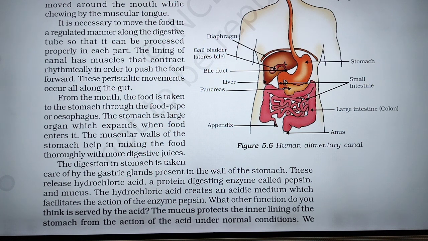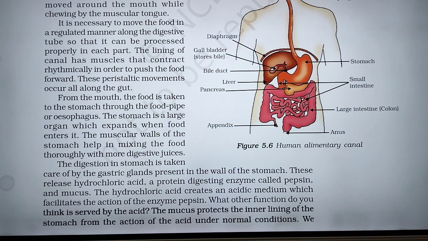Now the digestion in the stomach is taken care of by the gastric glands present in the wall of the stomach. These release hydrochloric acid, a protein-digesting enzyme called pepsin, and mucus. The hydrochloric acid creates an acidic medium which facilitates the action of the enzyme pepsin. What other function do you think is served by the acid? The mucus protects the inner lining of the stomach from the action of acid under normal conditions.